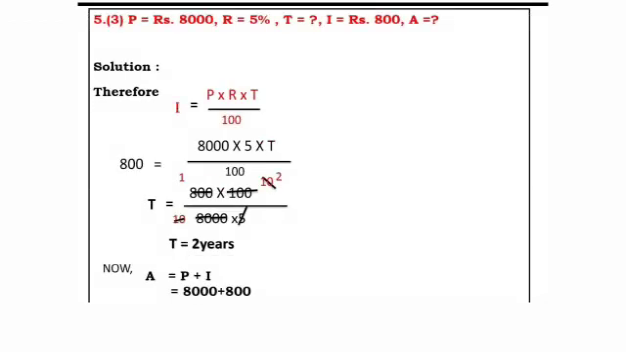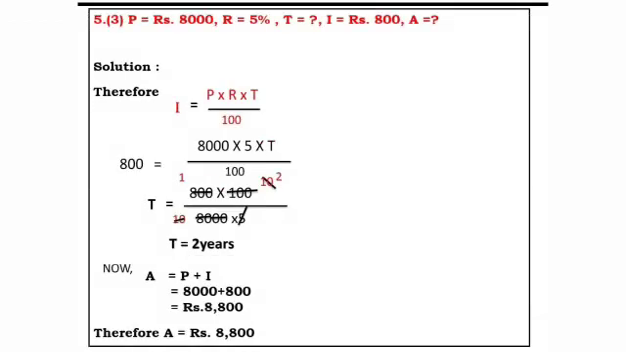Now the third sum, where you have to find out the time and amount, where your principal is given as rupees 8,000, rate is given as 5%, and interest is given as rupees 800, and you have to find out time and amount. So first you will find out what? You are going to find out the time by writing the formula of interest. So the formula for interest is I is equal to P into R into T upon 100.